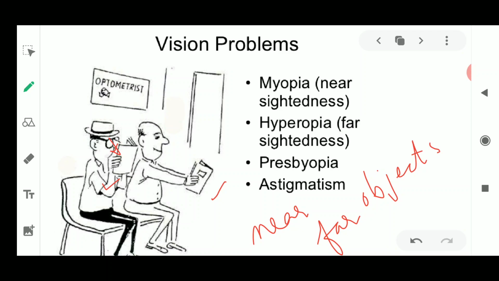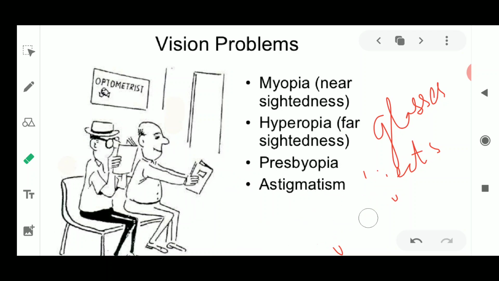And for correcting these powers, you have different options. The very common option for treating these vision problems is the spectacles or the glasses which you wear. Now they have different lenses in them, and these lenses also play a very important role in adjusting and removing these defects.